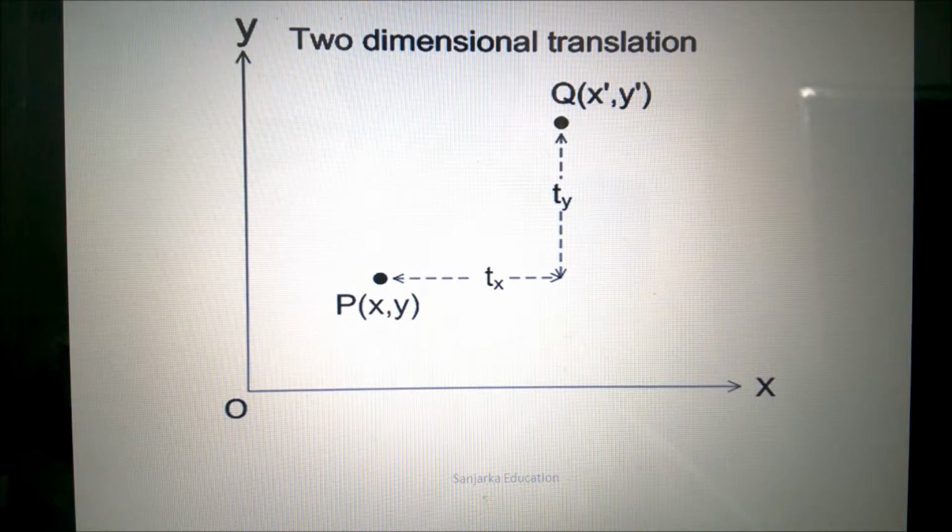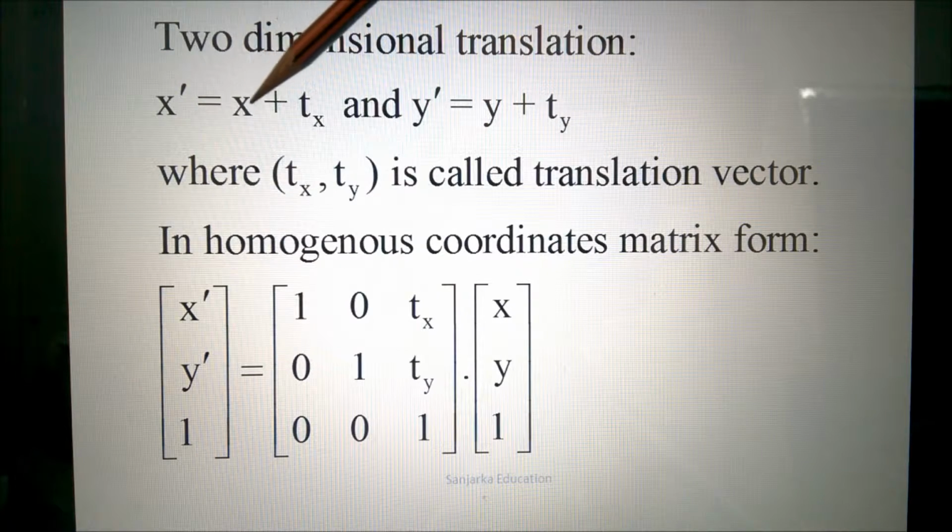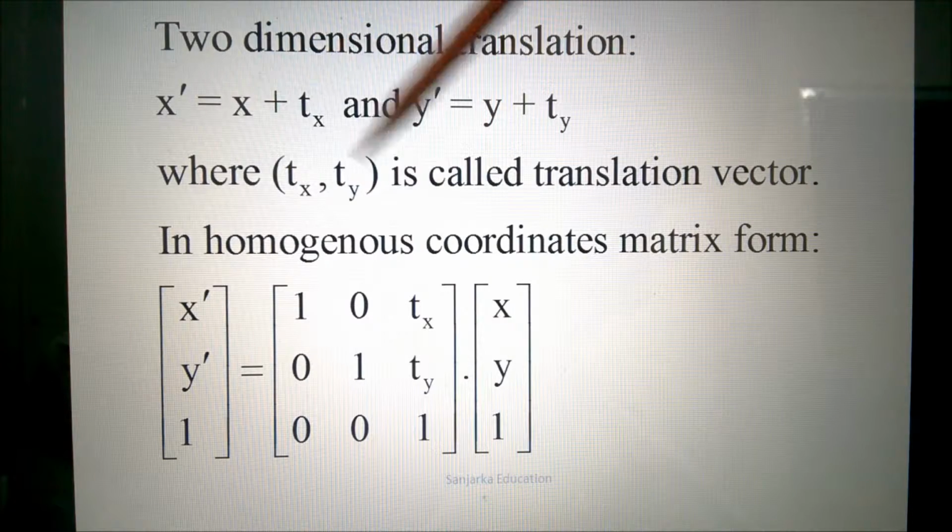If it is so, then the relation is that x dash is equal to x plus tx and y dash is equal to y plus ty, and (tx, ty) is called the translation vector. Now this can be expressed in matrix form also, and the most effective matrix form is the homogeneous coordinate matrix form. In that, the advantage is that tx has been added, but in the matrix form you can see the matrix and the multiplied form.